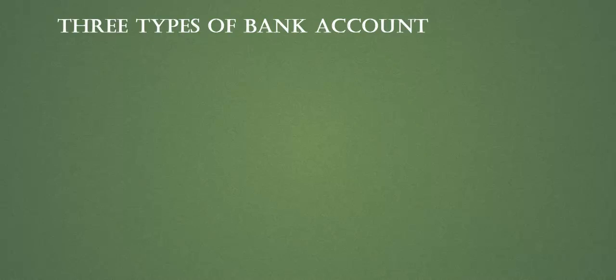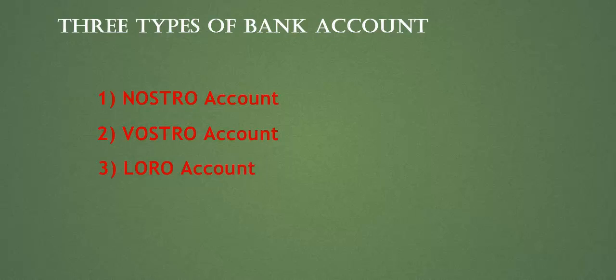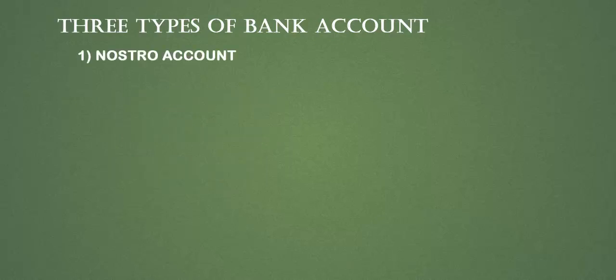Bank accounts. There are three types of bank accounts. First is Nostro account, second is Vostro account, and third is Loro account. First, Nostro account. We open our bank account with a bank, like savings bank account, current bank account, etc. The same way, banks also need to open their account with other banks for smooth transactions. When a bank opens its account in another bank, then it is called a Nostro account.